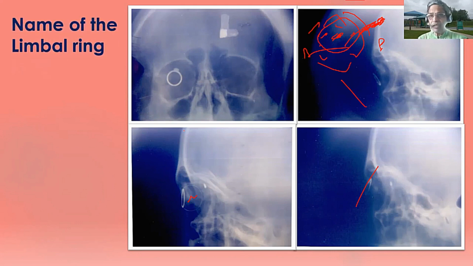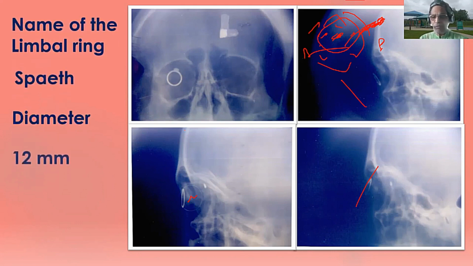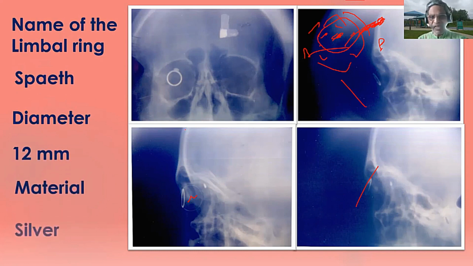The name of the limbal thing I told you: Comberg-Baltin. Diameter, 12 millimeter, I told you. Material is silver. These are all the common questions you can expect.